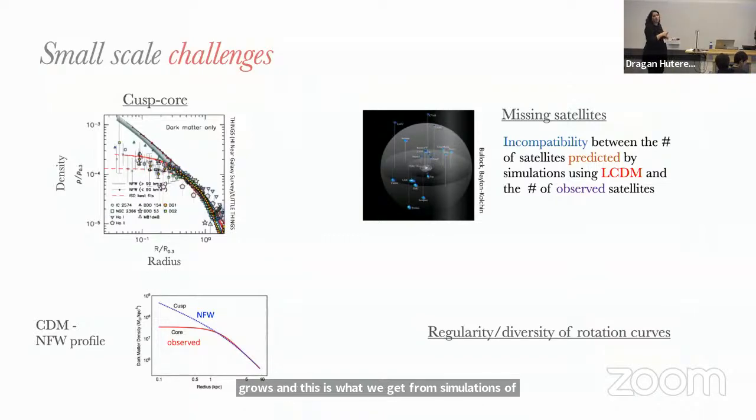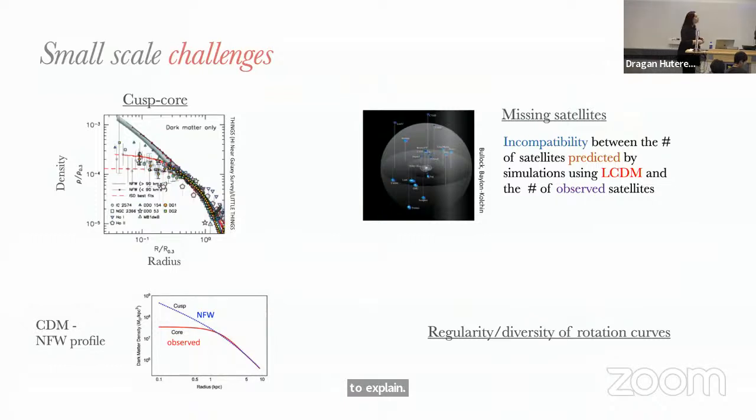However, when we look at galaxies, especially dwarf galaxies, we actually see that the density grows, but then when we get to the center, it forms what we call a core. So it goes towards a constant density, like shown here. So this is what we call the cusp-core problem. So dark matter, to explain those galaxies, could not have an NFW profile, which is the profile we have from CDM.